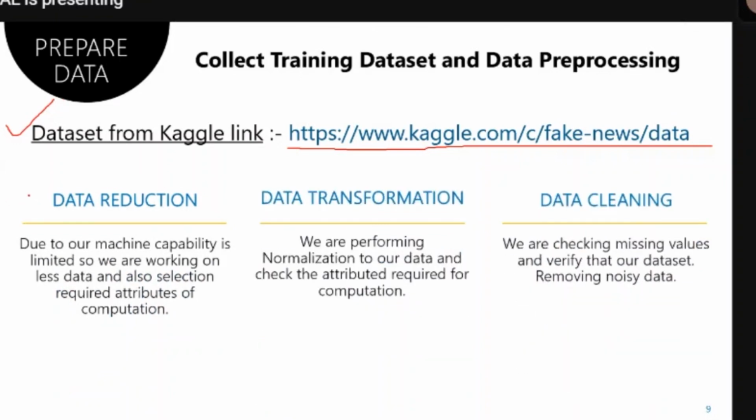So what did I perform as the first step? We have to reduce our data. My machine capability is low, and we are not using supercomputers, so we have to work on less data and select only the required attributes, not the various attributes, because working on many attributes makes things complex. Next, we have to transform that data and normalize it. The last step is data cleaning: we have to check for missing values and verify whether our data has some noise or not.